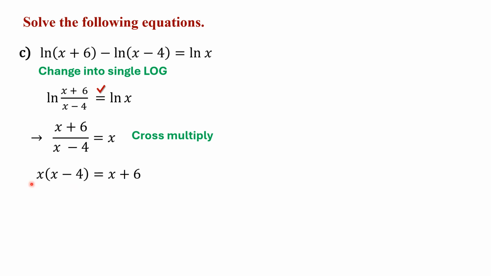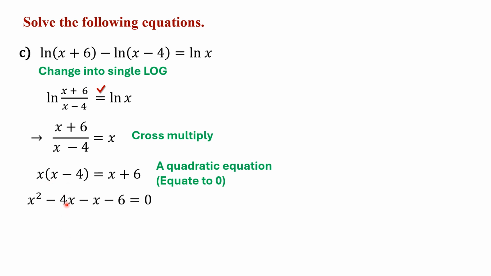And as we can see here, if you expand the left side, this equation is a quadratic equation and we need to equate to 0. So as we expand or multiply this x to x minus 4, let us equate to 0. So we will get x squared minus 4x, and then moving x on the left side, we will have minus x, and moving 6 on the right side, on the left side we will get minus 6.